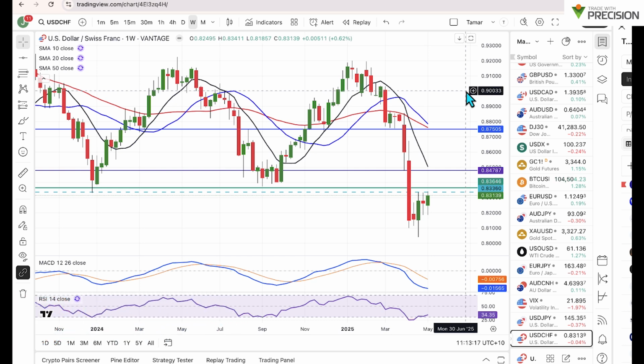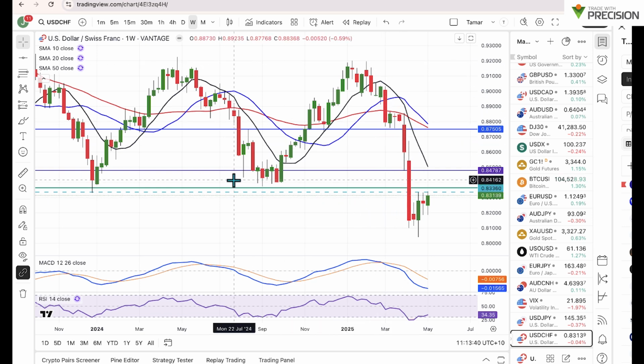With the trade tension still mounting and the unpredictability of the US trade policy, we're seeing companies and investors shifting away from the US dollar. So today I want to do a spotlight on the US dollar, and I want to start here with dollar Swiss. This is the weekly chart.